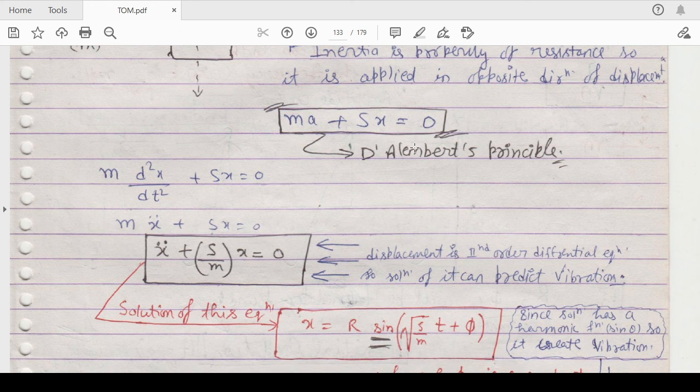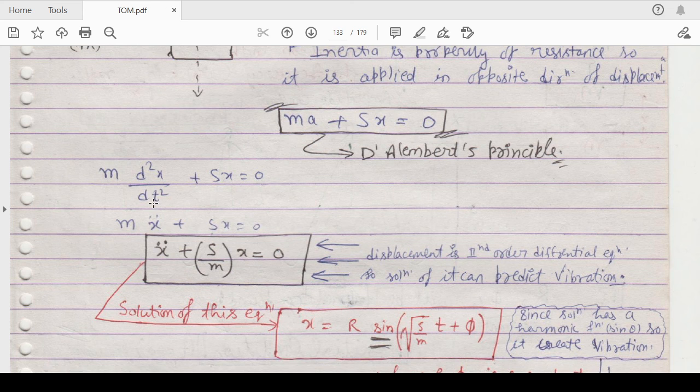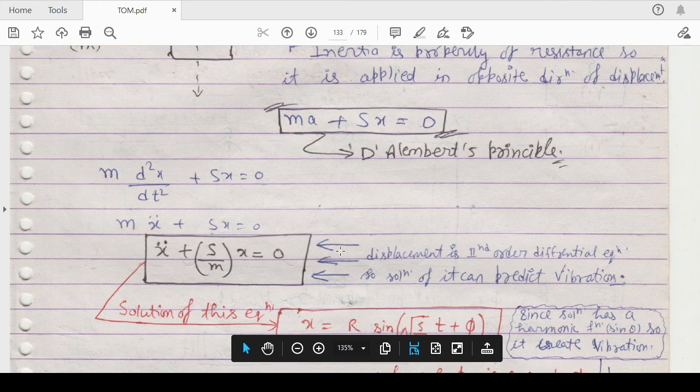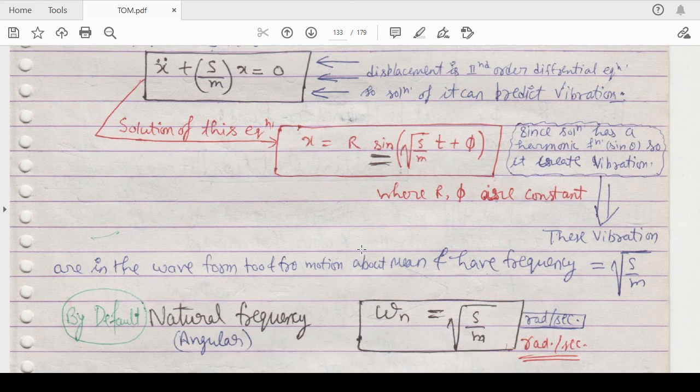Similarly, if you write this in mathematical terms, you get m into d2x by dt2, the double differentiation of displacement with respect to time, plus s x is equal to 0. If we write d2x by dt2 as x double dot, then you get x double dot plus s by m into x is equal to 0, where s by m is the square of your angular velocity, or natural frequency.